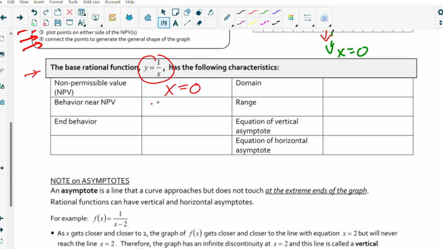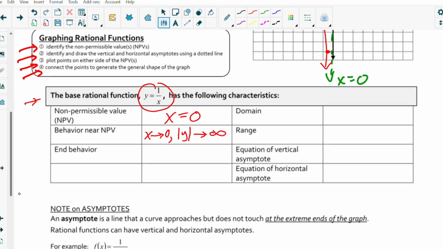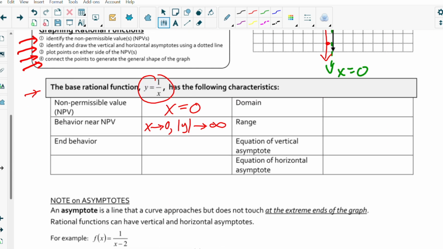Behavior near NPV. So as x approaches 0, the absolute value of y approaches infinity. Okay, so as x approaches 0 this way, look what happens to my y values. It approaches positive infinity. Okay, that's behavior near NPV.